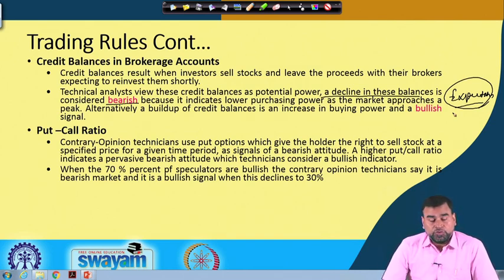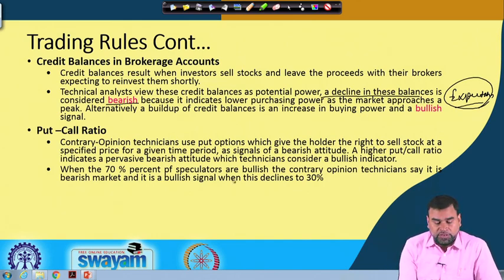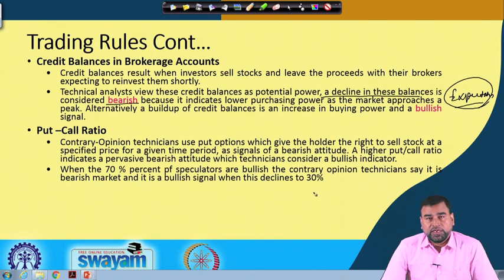There is a threshold limit for that which technical analysts have fixed: when 70% of the speculators are bullish, the contrary opinion technicians say it is a bearish market, and it is a bullish signal when it declines to 30%.